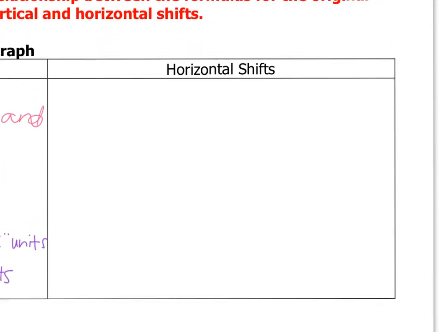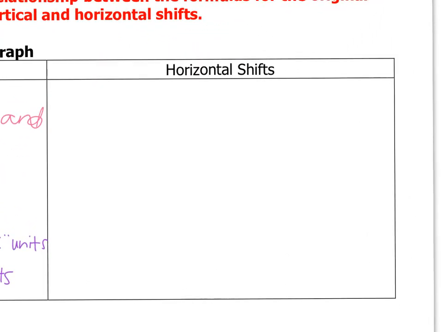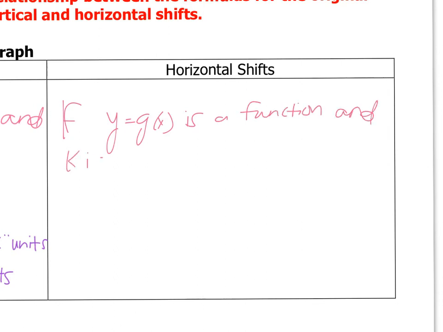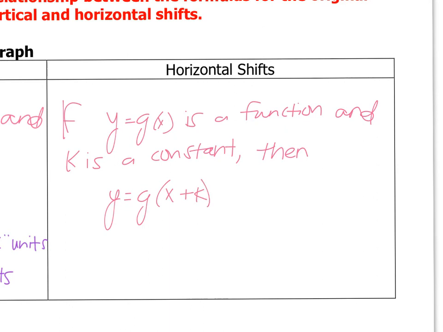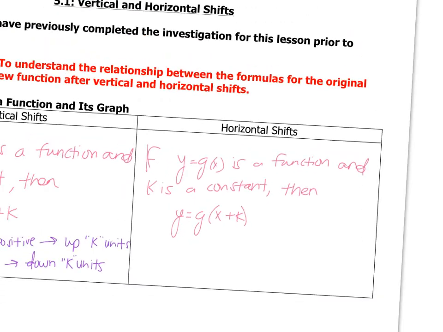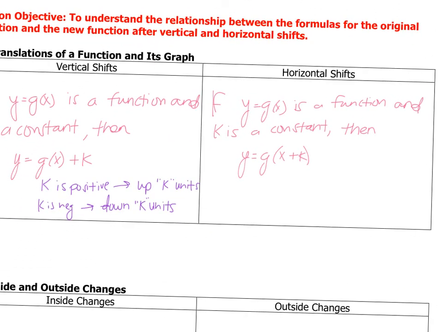Shifting horizontally, on the other hand, if y equals g of x is a function, and again, k is a constant, then y equals g of x plus k is going to be a horizontal shift. So notice the difference in the placement of where your k is in these two different types of shifts, and we'll talk about that more in just a minute.